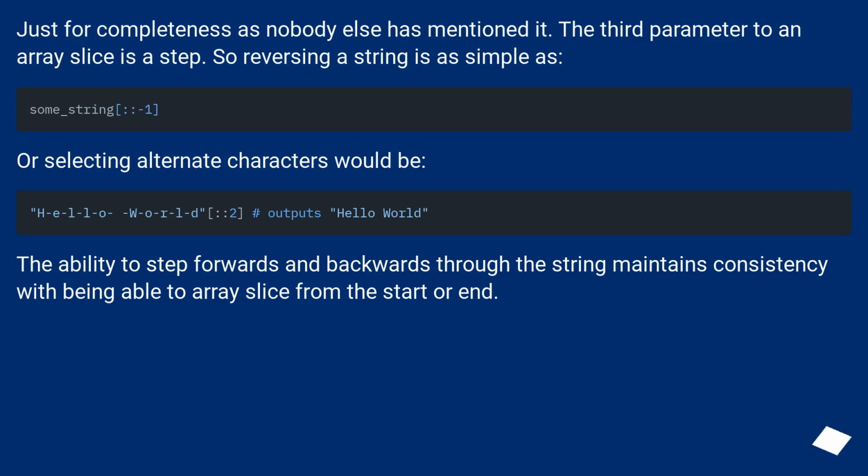Just for completeness, as nobody else has mentioned it, the third parameter to an array slice is a step. So reversing a string is as simple as this, or selecting alternate characters would be this. The ability to step forwards and backwards through the string maintains consistency with being able to array slice from the start or end.